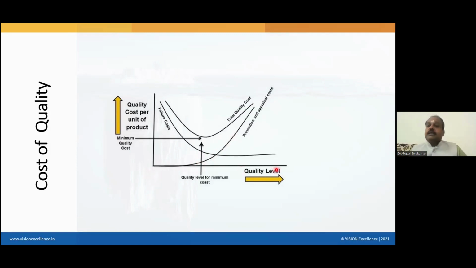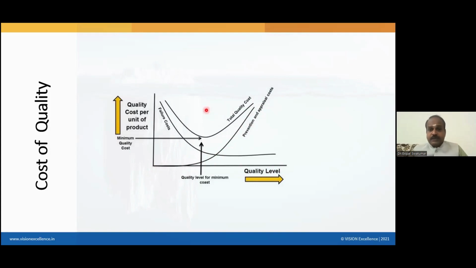The quality level will increase. If you want more quality level, what should you do? You should do more of prevention, more of appraisal. That's the reason why this curve is continuously going up. Hope all of you understand why this curve is having an upward trend.